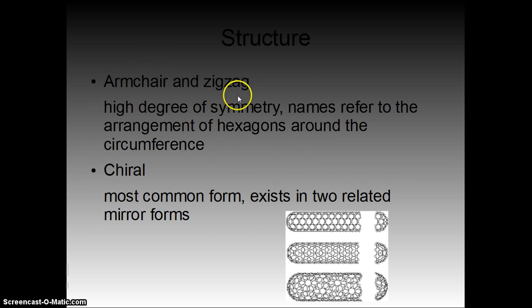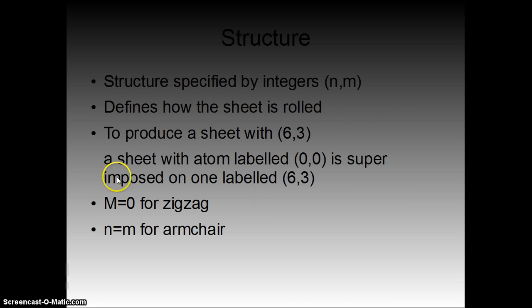Armchair and zigzag are really symmetrical, and not as common as chiral. See, armchair refers to this armchair shape here, and the zigzag equivalent here. The chiral has mirrored symmetry, and the chiral is really the most impressive one because it has incredible electrical properties.